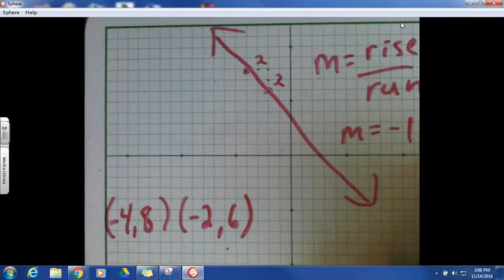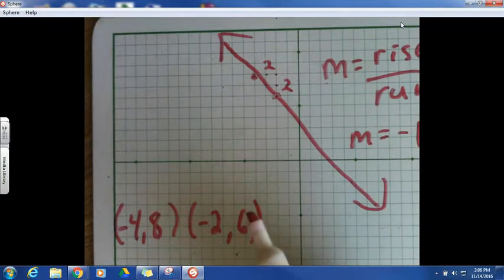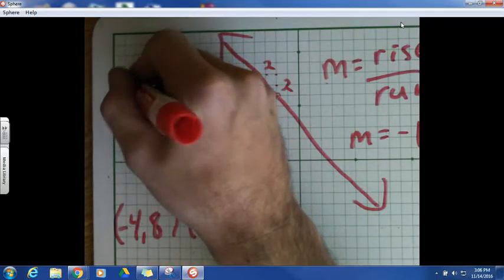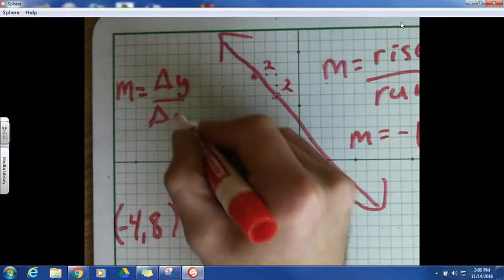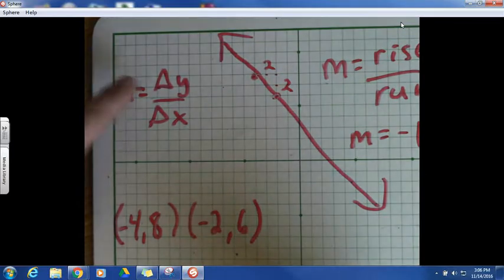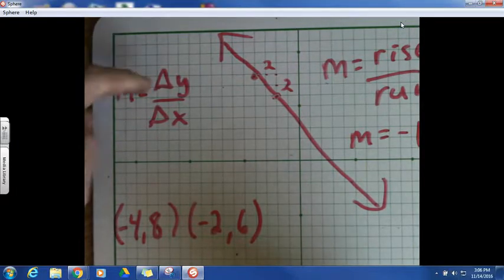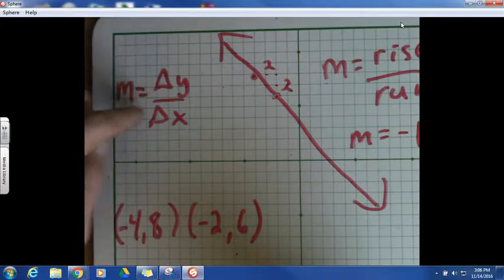The other way is to use the slope equation, which says that slope is equal to the change in y divided by the change in x. This is the delta sign here, it just means the change. And it's y over x because we do rise over run.